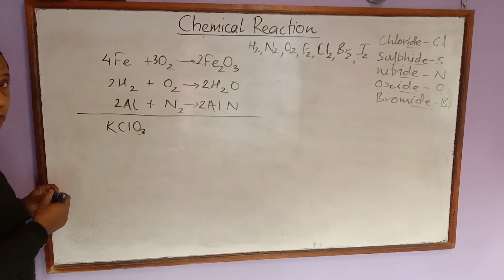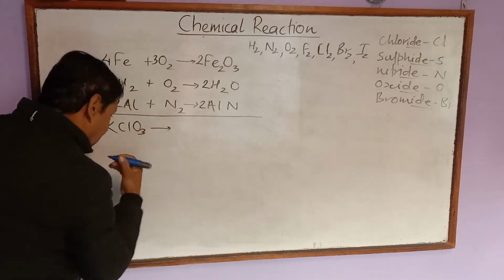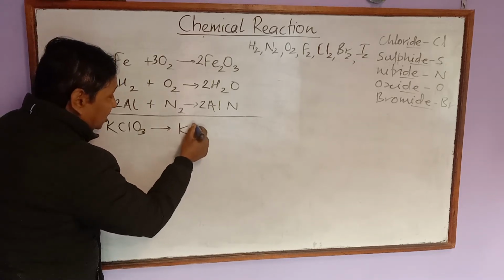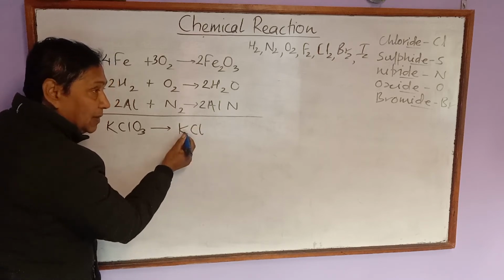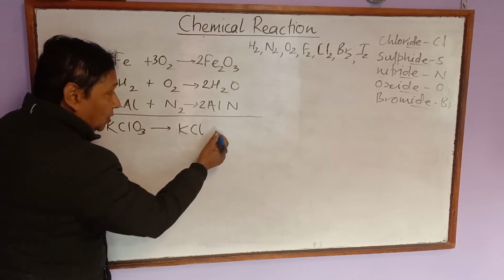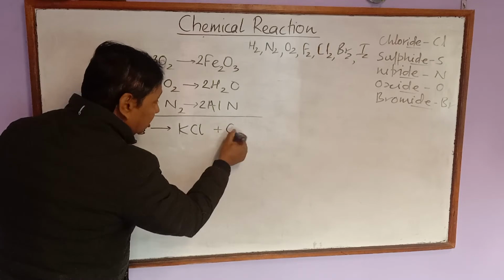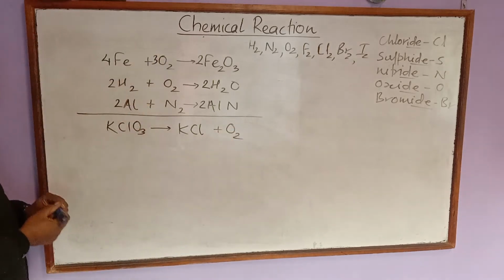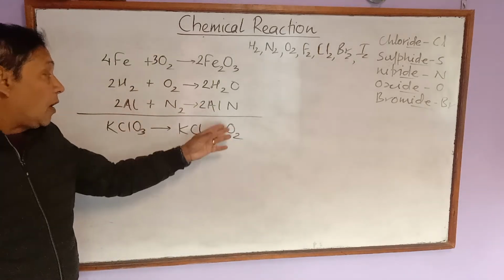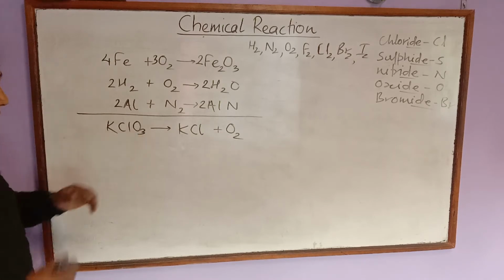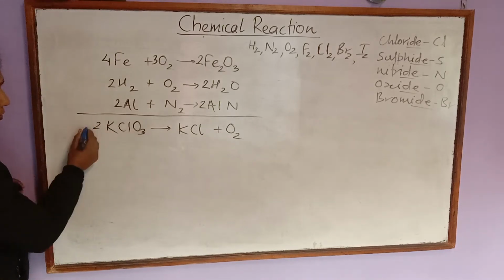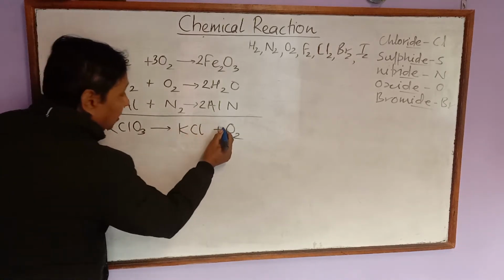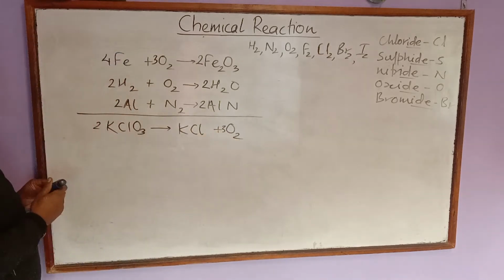and equal valency, no exchange. When it is heated, we have to remember that it forms potassium chloride, potassium 1 valency, chlorine 1 valency, equal valency, no exchange, and oxygen gas is produced. Oxygen becomes diatomic, O2. Oxygen here is 2, here it is 3. If we take 2 here and 3 here, 3 times 2 is 6, it becomes even. And if we take 3 here, 3 times 2 is 6, now it is balanced.